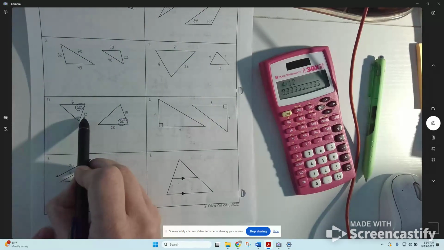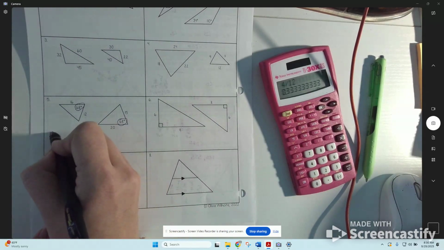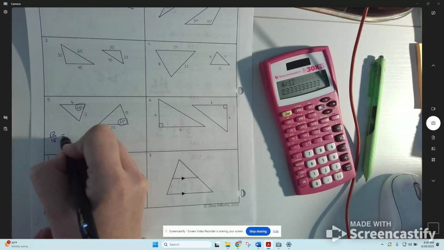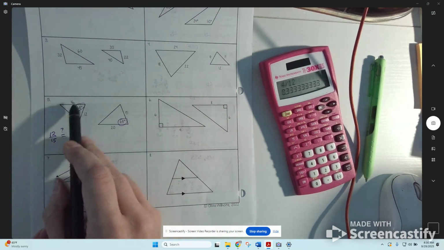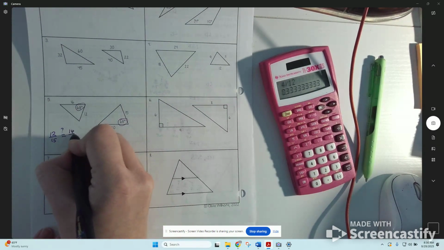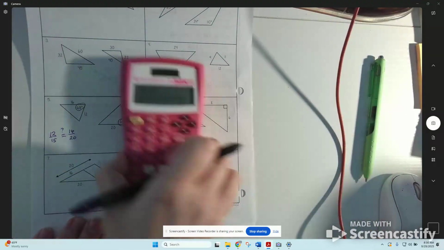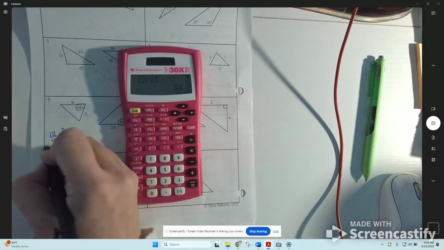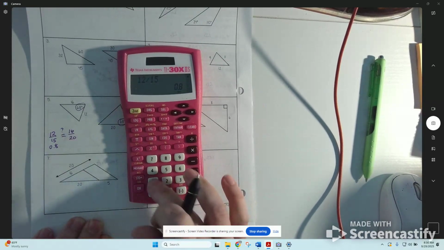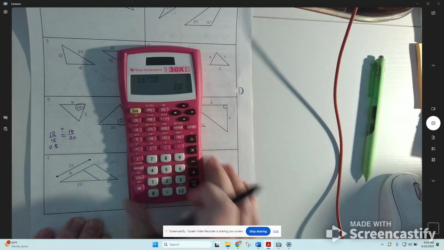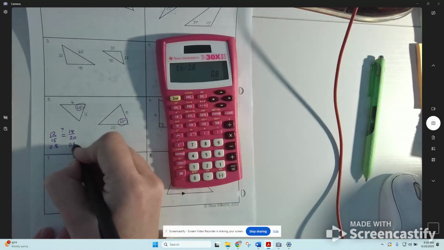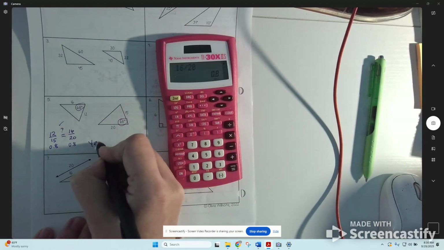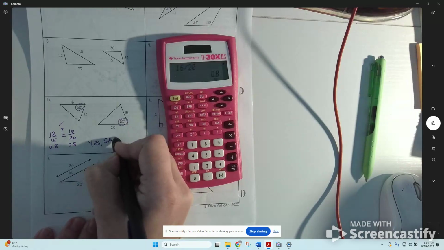So let's see, little side to little side, so 12 to 15, question mark. Is that proportional to 16 to 20? So I'm going to get out my calculator. 12 divided by 15 is 0.8. 16 divided by 20 is also 0.8. So that's going to be a yes. And this is the side angle side.